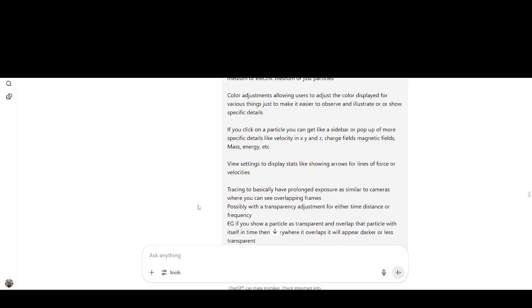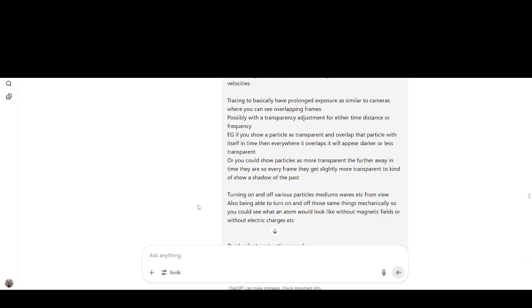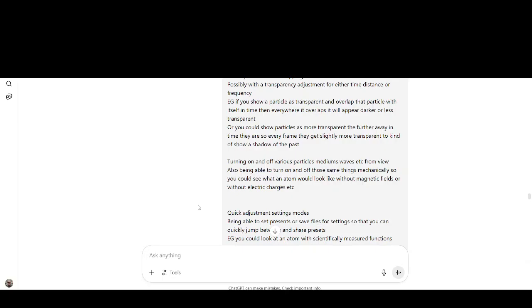View settings to display stats like showing arrows for lines of force or velocities. Tracing to basically have prolonged exposure similar to cameras where you can see overlapping frames, possibly with transparency adjustment for either time, distance, or frequency, e.g. if you show a particle as transparent and overlap that particle with itself in time, then everywhere it overlaps will appear darker or less transparent. Or you could show particles as more transparent the further away in time they are, so every frame they get slightly more transparent to show a shadow of the past.